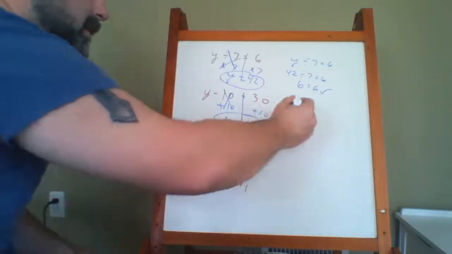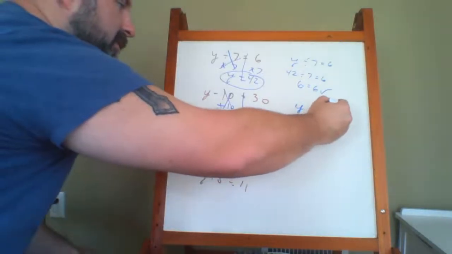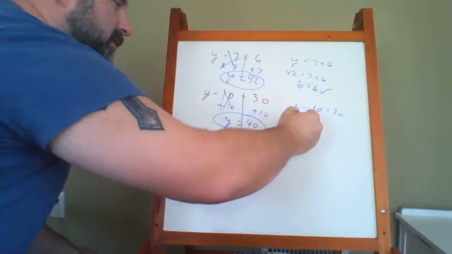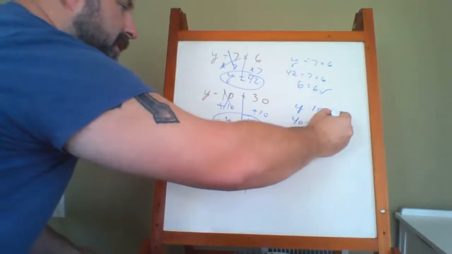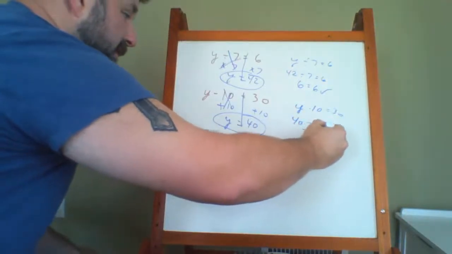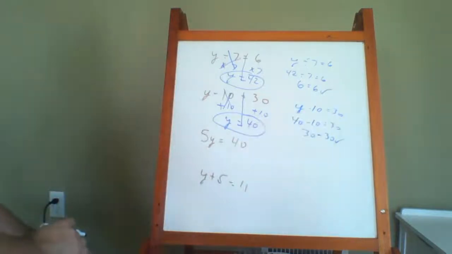Now to check, we're going to plug it in. Write the equation. Y minus 10 equals 30. Plug in or substitute 40 for the y. 40 minus 10 is 30. So 30 equals 30. It checks.